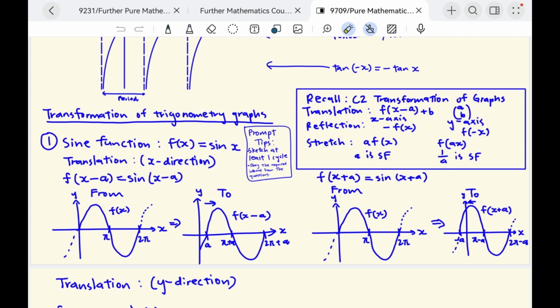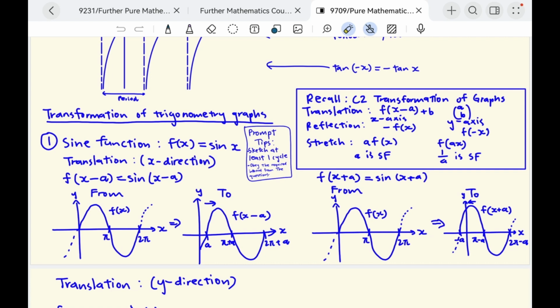Okay, guys, let's dive into the transformation of the graphs, but the graphs are trigonometric functions. All right. So before we dive into the transformation of the trigonometric graphs, let's recall what you have learned from chapter 2. In chapter 2, cumulatively, you've learned 3 transformations: translation, reflection, and the stretch. Right? So actually, it is also valid, and it can apply to the trigonometric functions.